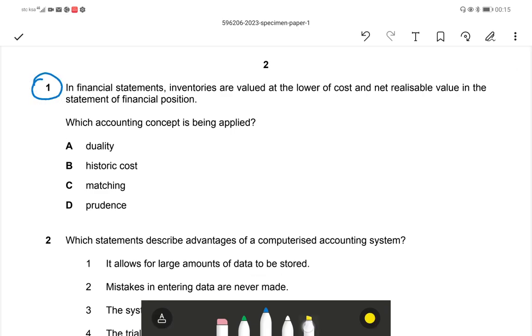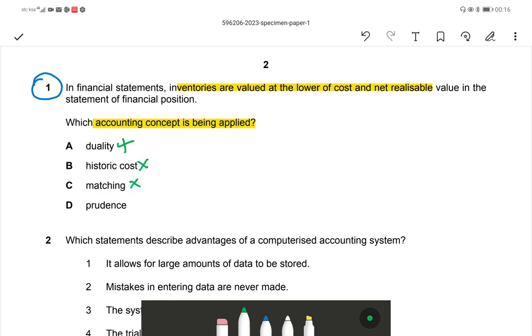Question number 1. In financial statements, inventories are valued at the lower of cost and net realizable value in the statement of financial position. Which accounting concept is being applied? They are given different options. Duality. Duality means the double entry concept, so this is wrong. Historic cost, full cost, wrong.